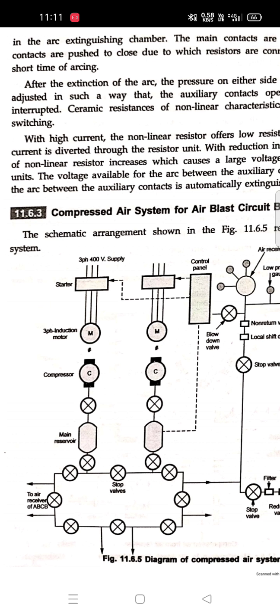Now the advantages of this type of compressed air blast circuit breaker: no fire hazards are possible with this type of circuit breakers. High speed operation is achieved. The time for which the arc persists is short. Thus the arc gets extinguished very early. As arc duration is short and consistent, the amount of heat released is less and the contact points are burned to a lesser extent. So the life of this type of circuit breaker is increased.